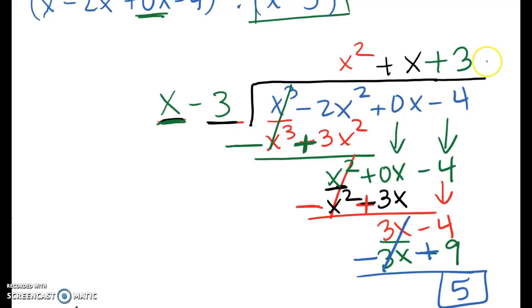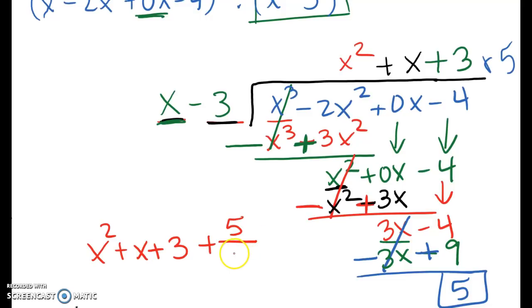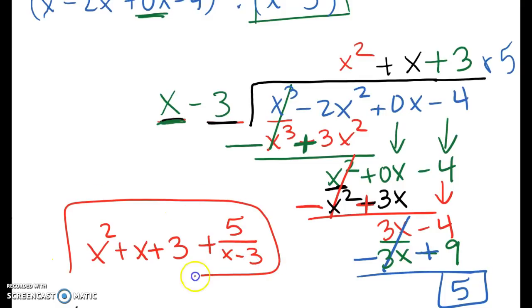Now again, with polynomials, we don't write remainder 5. Instead, we write our quotient, so our answer is x squared plus x plus 3, plus our remainder divided by our divisor, which was x minus 3. And that is my answer.